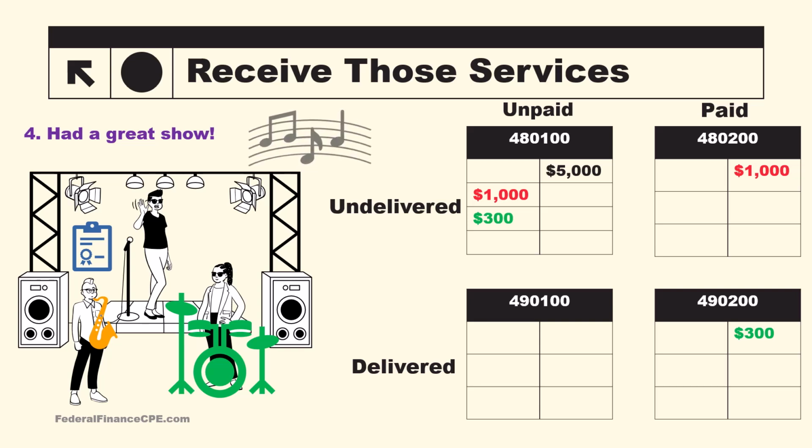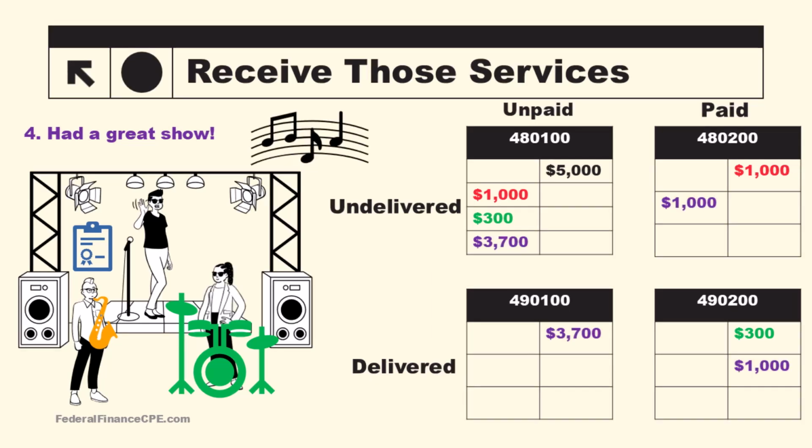Here's where things get interesting now. The concert is happening. This means the services we've been waiting for have finally been delivered. Watch how this delivery triggers several movements in our matrix. Remember that $3,700 sitting in account 4801, undelivered and unpaid? Now that the concert has happened, that amount moves to account 4901, Delivered Orders, Obligations, Unpaid. This makes perfect sense because we've received a service but haven't paid the final bill.